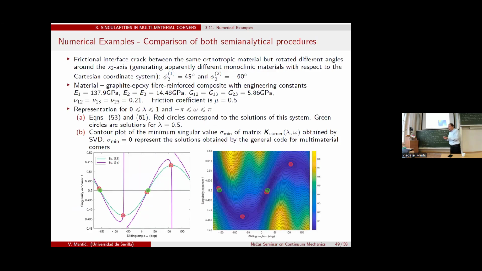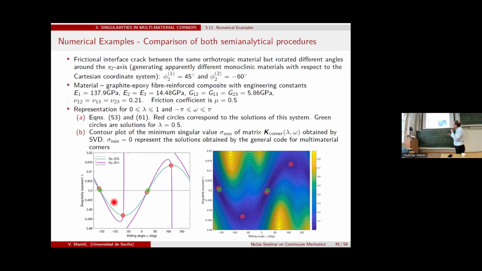Because there is a general code for multimaterial corners, it is also able to solve the problem of an interface crack with friction. So we compared these two approaches I showed today. This is the solution of these two eigenequations. Each line, the blue color and the green one, are loci where one eigenequation vanishes, equals 0, and in the cross point we have a solution.